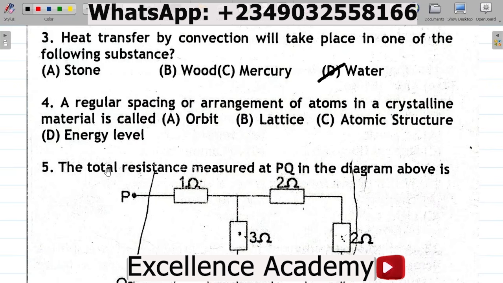Okay, a lattice is known as a pattern. So crystalline materials are arranged in something called a lattice. So for this, the correct answer there is B, lattice. So that's the correct answer.